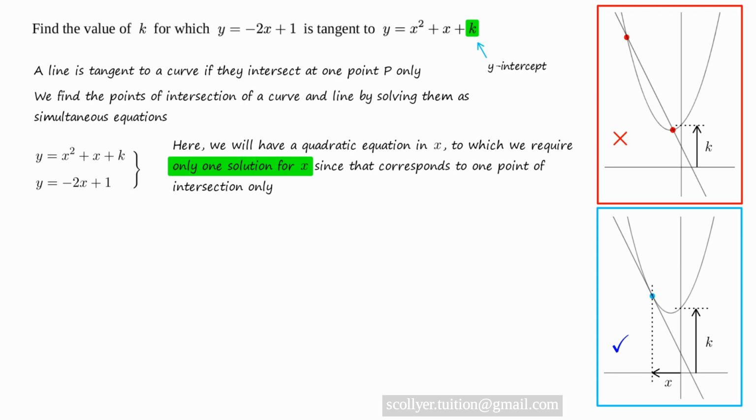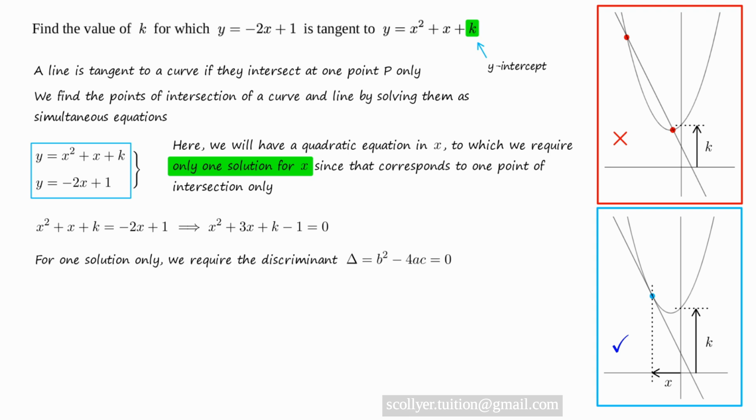Now, given our simultaneous equations, we form the single equation x squared plus x plus k equals minus 2x plus 1, which rearranges to give us x squared plus 3x plus k minus 1 equals 0. And now we apply the condition that forces a single solution in x to that equation.